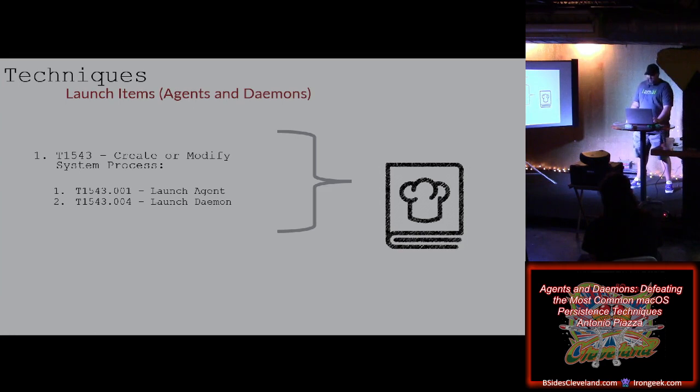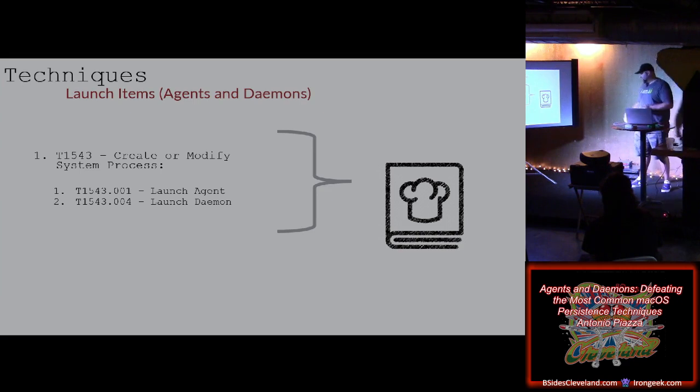Launch items are the Apple-recommended way to persist non-application binaries, so software updaters and background processes. Now you can see why this is so easy for an adversary or malware to pull off. This is actually how Apple tells you to build your persistence mechanisms when you're developing. So it's kind of normal for these things to happen on a Mac system.